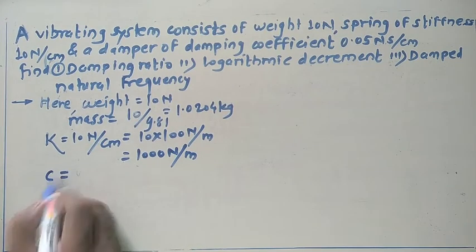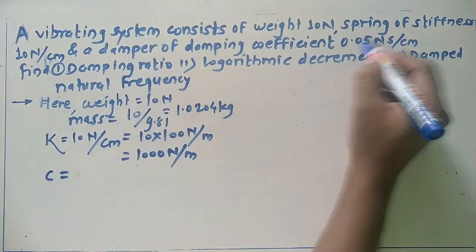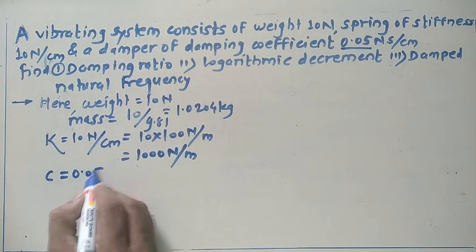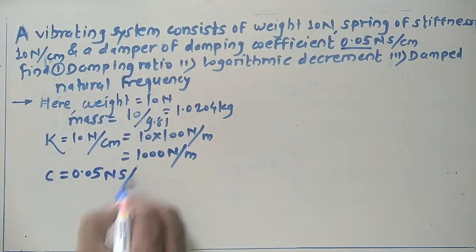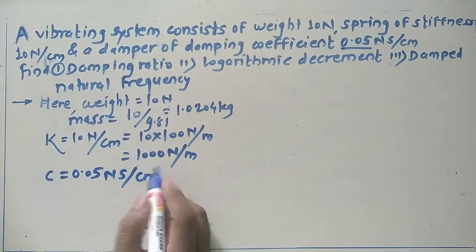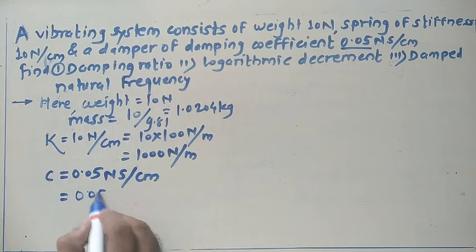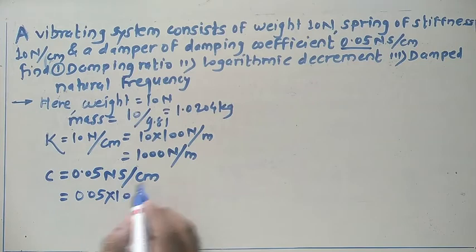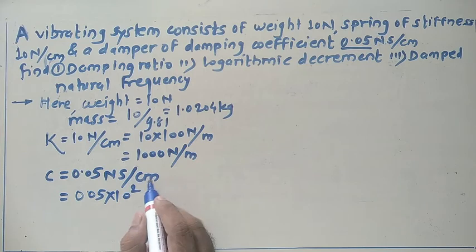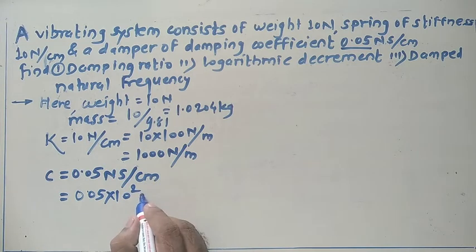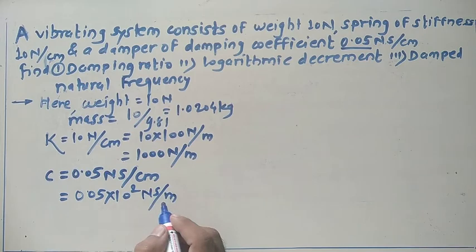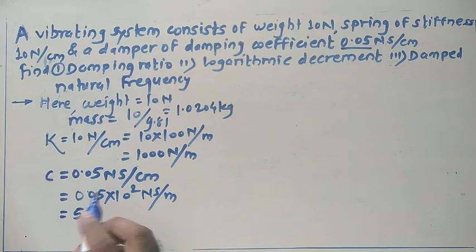Next, the value for the actual damping coefficient is given, that is 0.05 Newton second per centimeter. So what about the next one? Just convert this also to meter by multiplying by 10 raised to plus 2, because the centimeter term is in the denominator. So we can get this in Newton second per meter, and the value is 5 Newton second per meter.